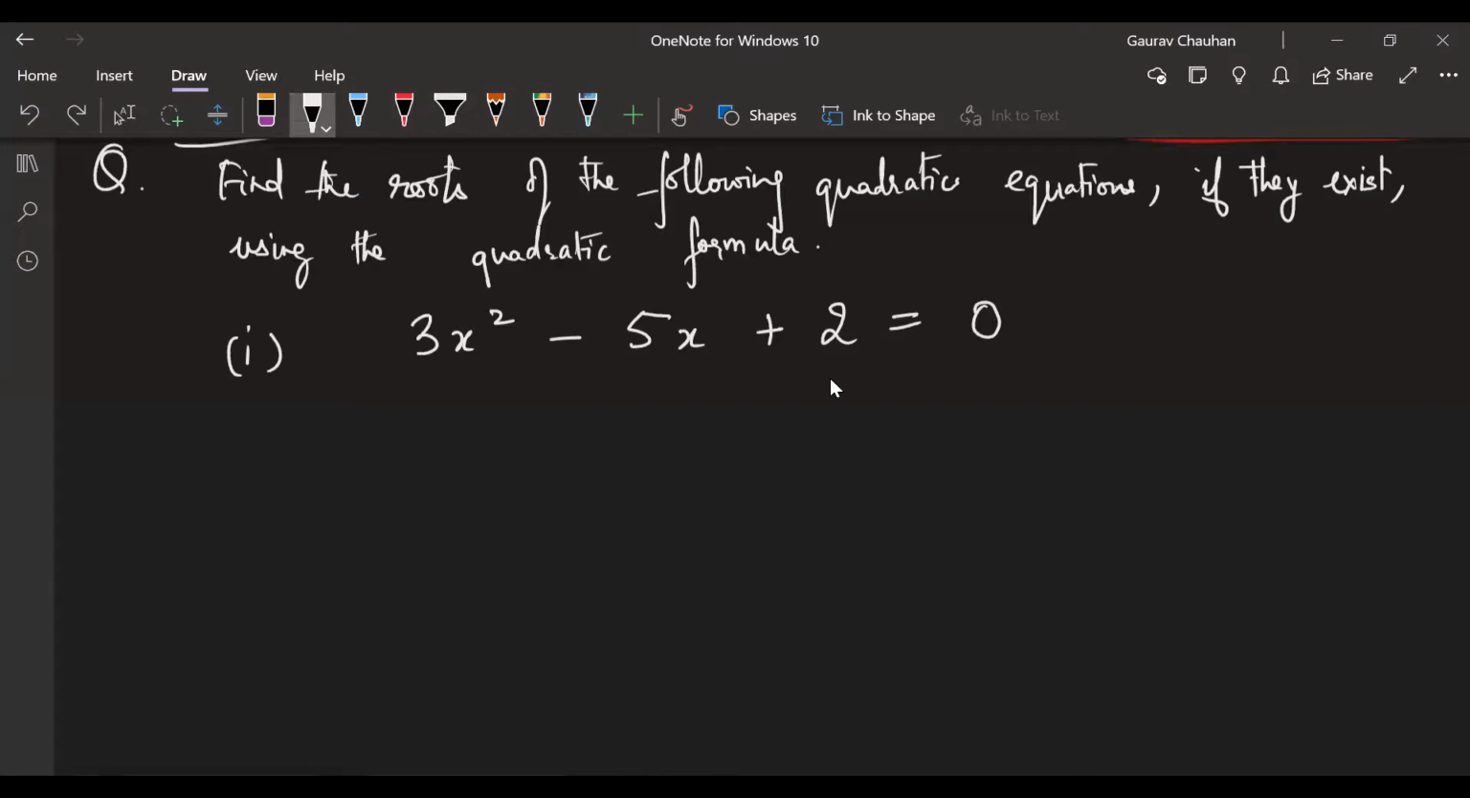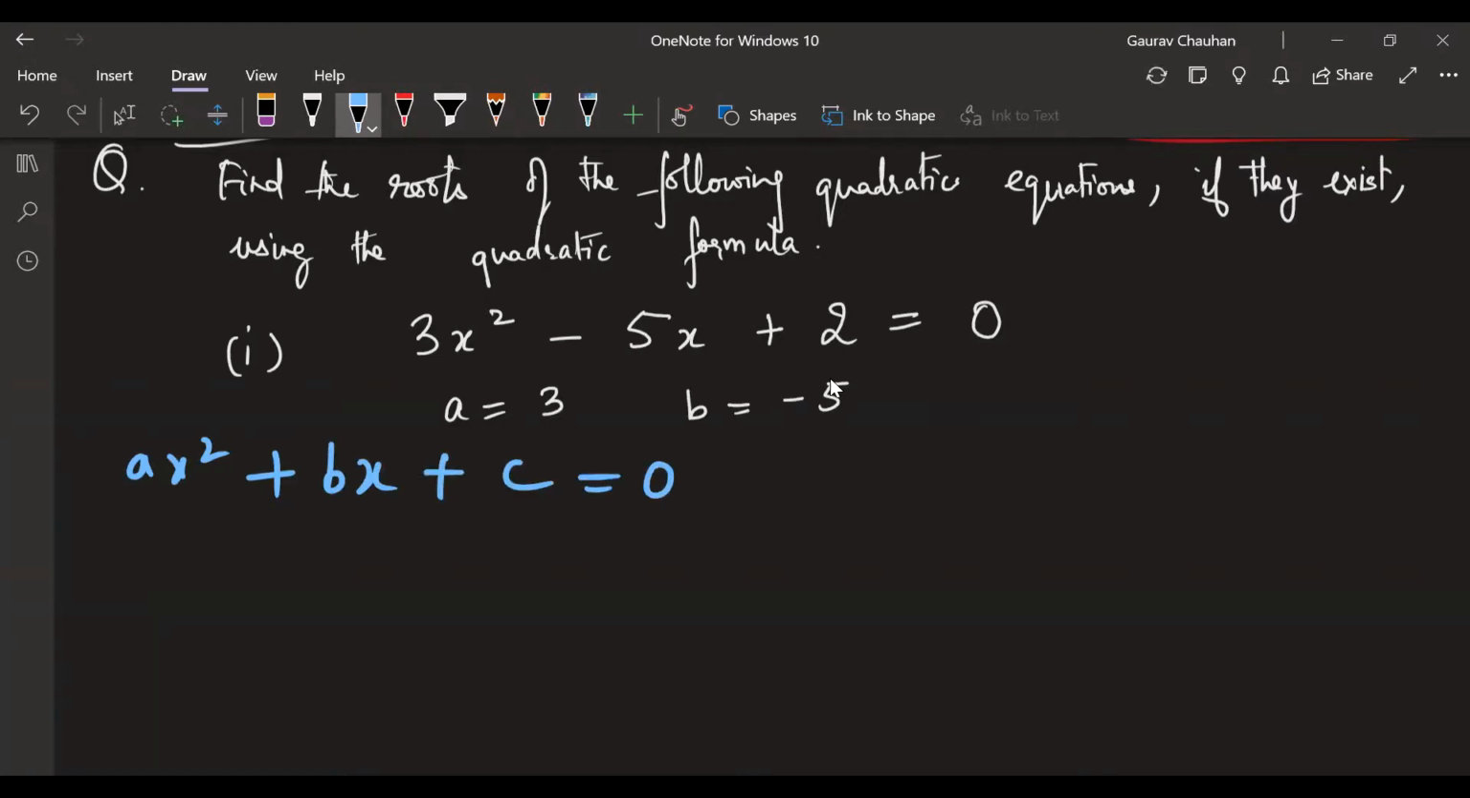Let's see this first question here. The first thing I'm going to do is change it into standard form, but it's already in standard form, so I don't have to do anything. I'm going to write a, b, and c. a is equal to 3, b is equal to minus 5. I'm going to write the sign along with it because the standard form is ax square plus bx plus c is equal to 0. If I have a minus, then that minus has to go inside b, otherwise it will become plus minus 5x. So that's what b is, and c is equal to plus 2.